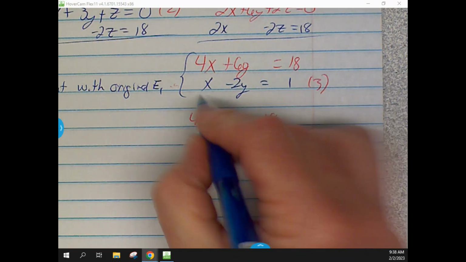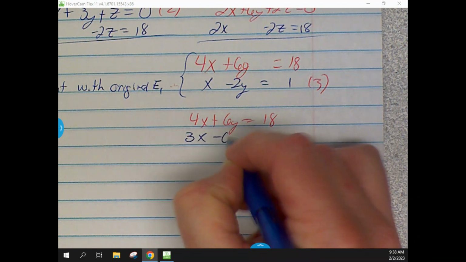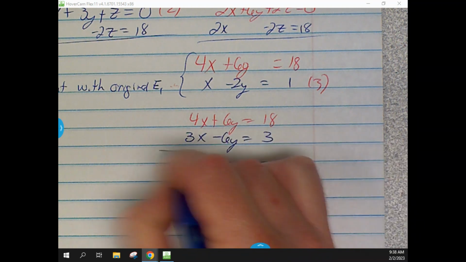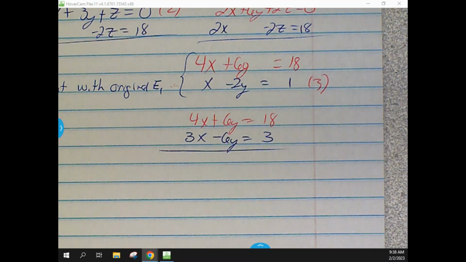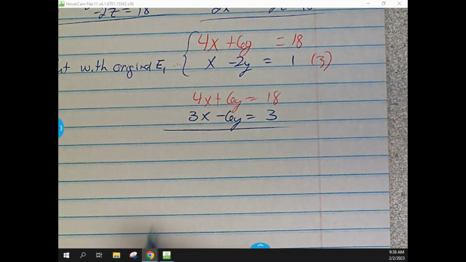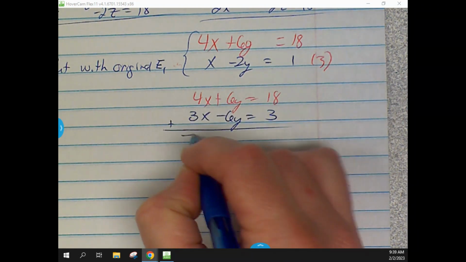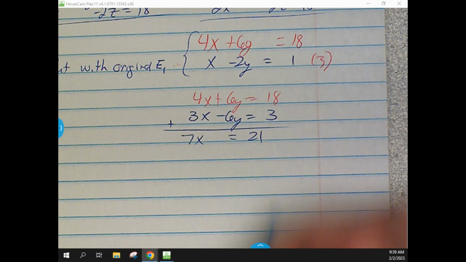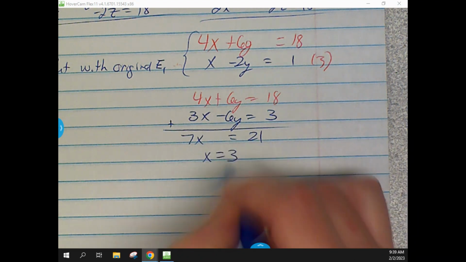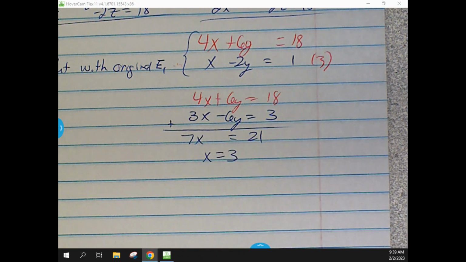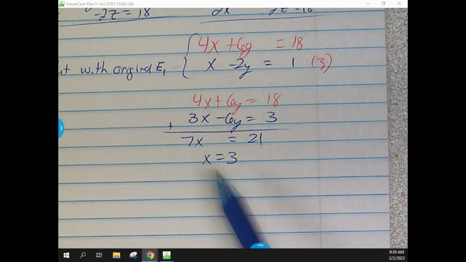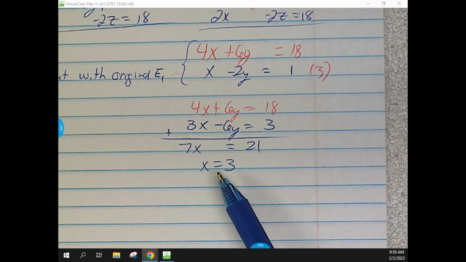If you multiply everything by 3, that'll put us there. All right, so that's 7x equals 21. I heard somebody say then x equals 3. Okay, and then you can go back to either one of these equations.